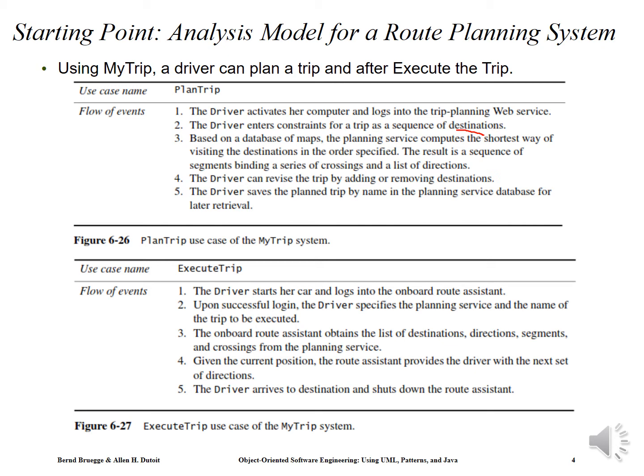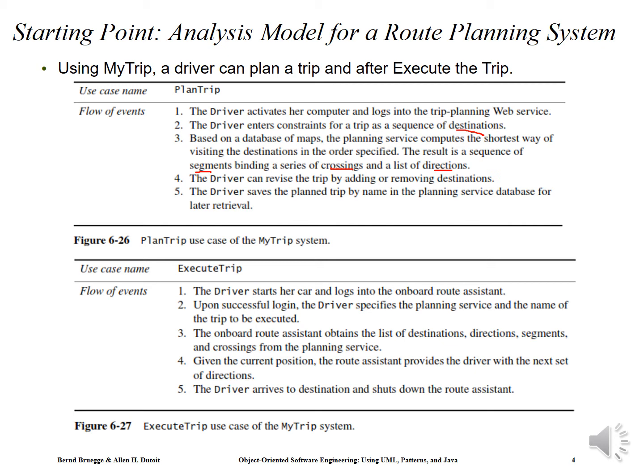The same object can appear in multiple use cases, but you have to write that object in your analysis model just once. Based on database of maps, the planning service computes the shortest way of visiting the destinations in the order specified. The result is a sequence of segments. So segment can be object, a series of crossings. Crossing can be object, and list of directions. Direction can be object.